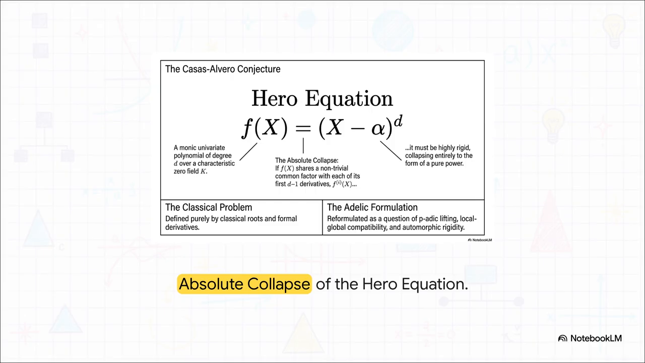So here is the absolute crux of the classical problem. The Casas-Alvero conjecture throws down this amazing constraint. If a monic univariate polynomial, f(x) of degree d, over a characteristic zero field, shares a non-trivial common factor with every single one of its first d-1 derivatives, something incredible happens. It suffers what we call an absolute collapse. Because it shares roots with all those derivatives, it's forced to become highly rigid, collapsing entirely into the form of a pure power: f(x) = (x - alpha)^d. It's a beautifully simple hero equation, right? But mathematically proving it is notoriously difficult.